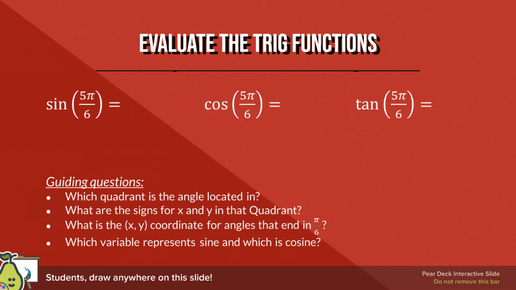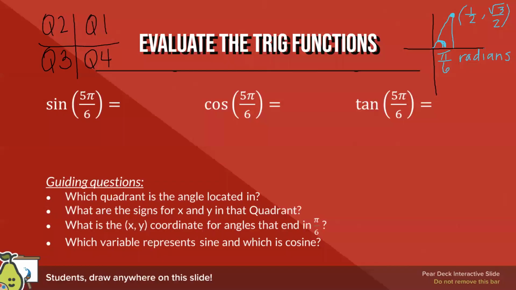To guide your learning here, ask yourself, which quadrant is this angle measure 5 pi over 6 located in? What are the signs for that quadrant? What are the coordinates of things that end in pi over 6? And then which variables represent sine and which variables represent cosine? So take a second and grab your unit circle, and evaluate sine, cosine, and tangent of 5 pi over 6.